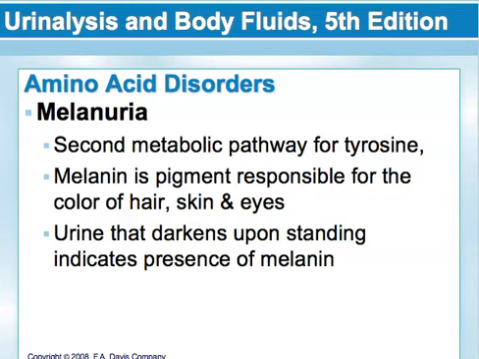Melanuria occurs in the second metabolic pathway for tyrosine, responsible for production of melanin and other substances. Melanin is the pigment responsible for the color of hair, skin, and eyes, and if there is a lack of melanin produced, this results in albinism. Urine that darkens upon standing indicates the presence of melanin and could indicate proliferation of cancer-causing cells.